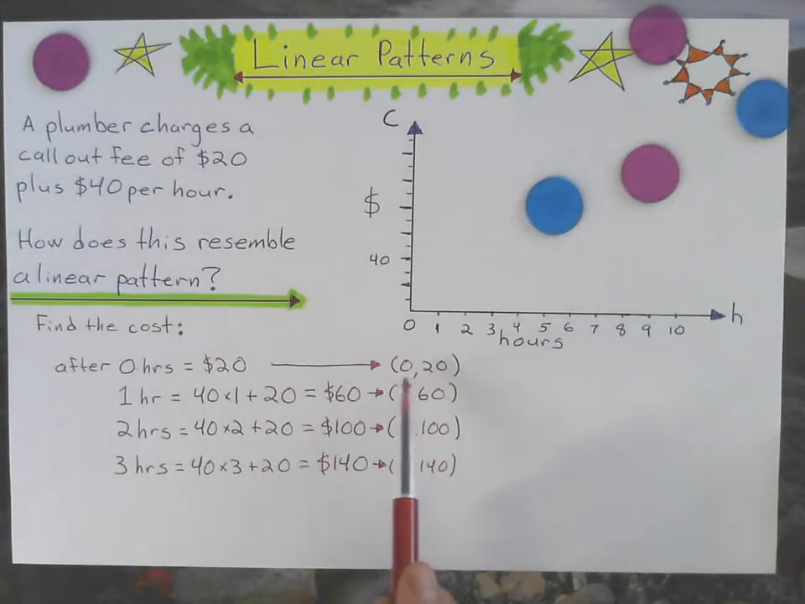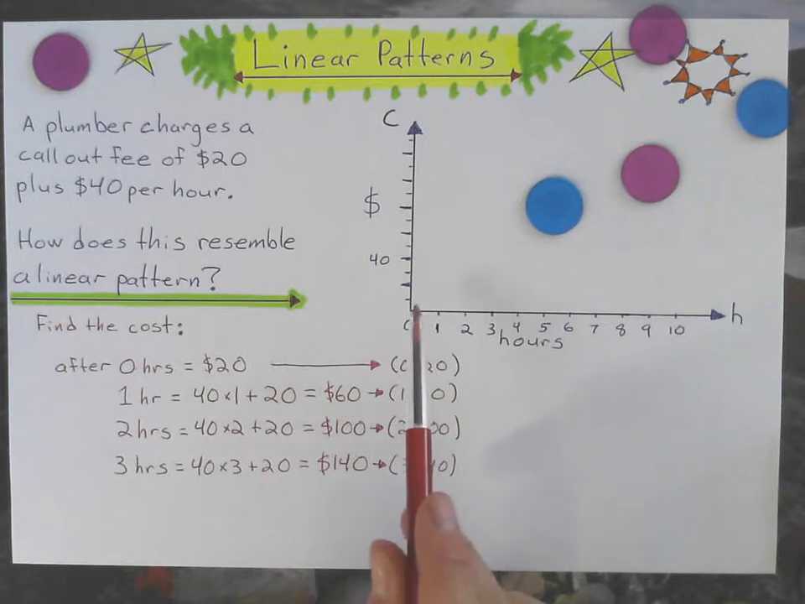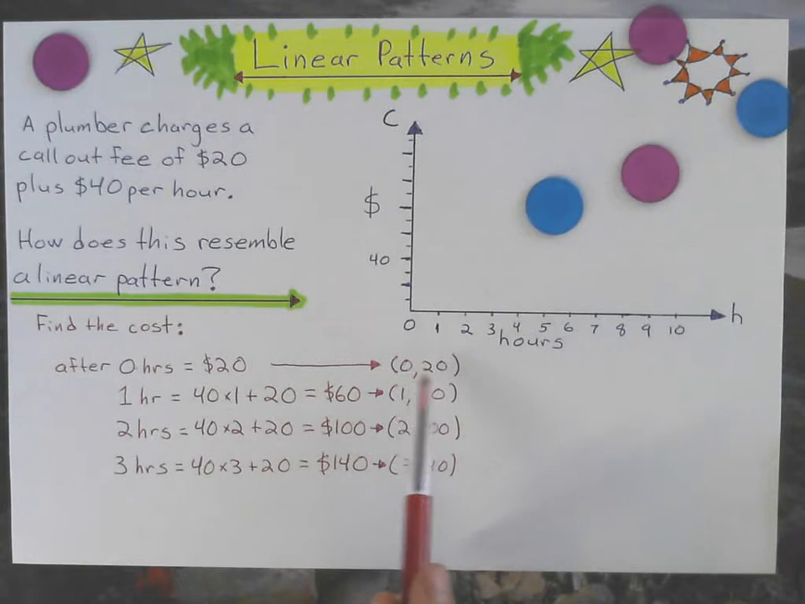Okay, so what I'll do with each ordered pair is I'll put it on the graph, and I'm just going to put each ordered pair as a little cross on the graph. So we'll start with 0, 20. That's the call-out fee for no work done, just coming out and charging you $20.